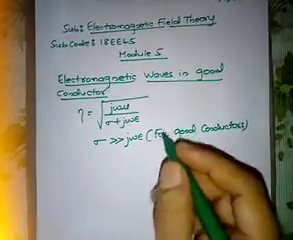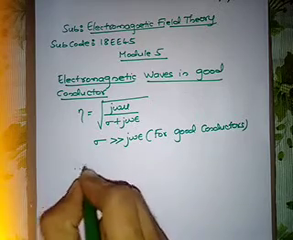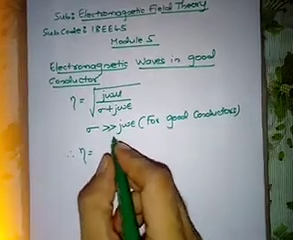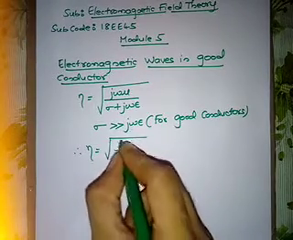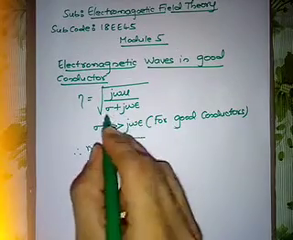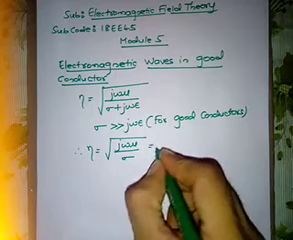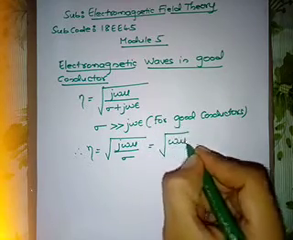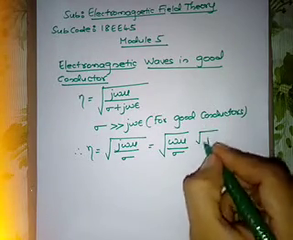So what happens here? As sigma is much greater than j omega epsilon, this intrinsic impedance eta will become equal to the square root of j omega mu divided by sigma, because sigma is much larger than j omega epsilon. So I can write this as the square root of omega mu by sigma into root of j.